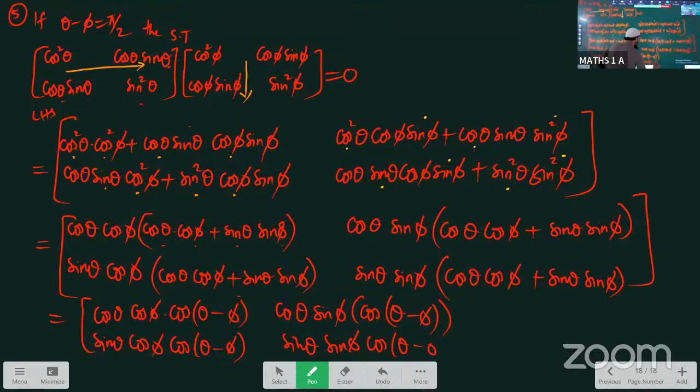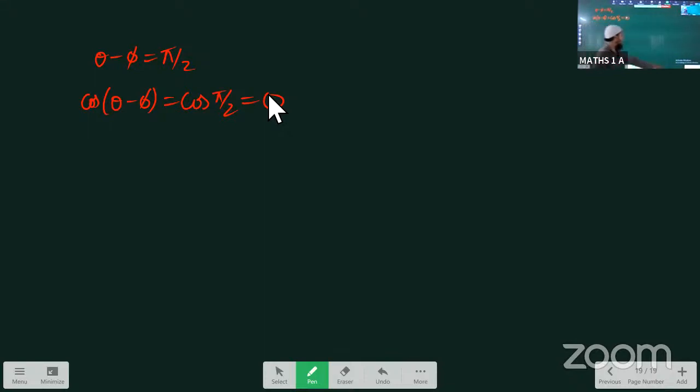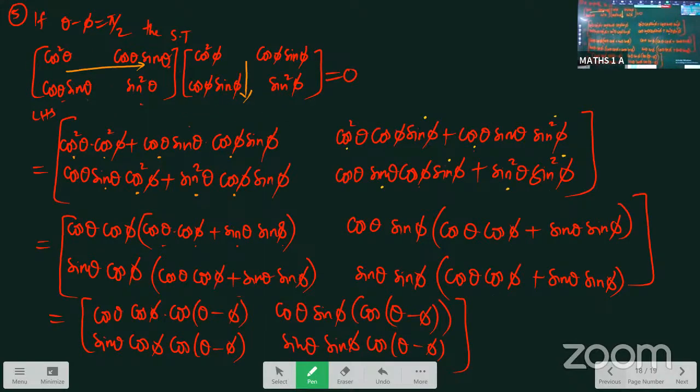So what is cos of theta minus phi value? In the question the condition is given: theta minus phi is equal to pi by 2. If we apply cos on both sides, what will be the cos of theta minus phi value? Cos pi by 2. What is the value of cos pi by 2? 0. So cos of theta minus phi value is 0.